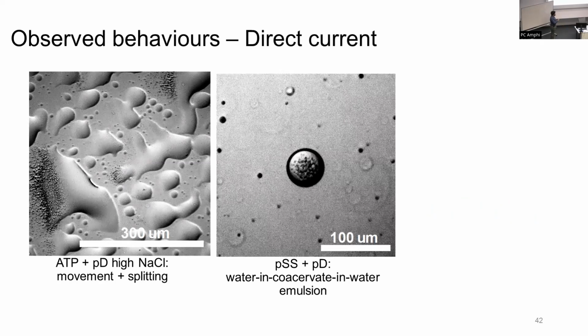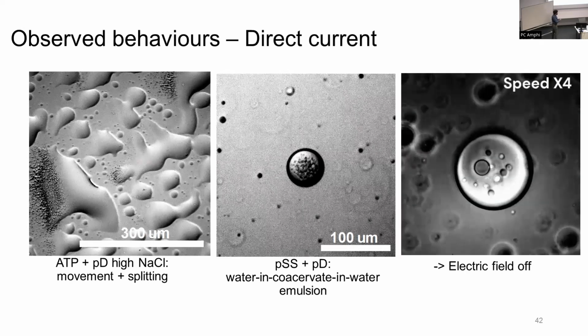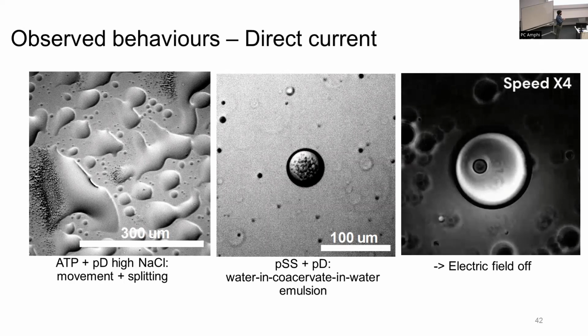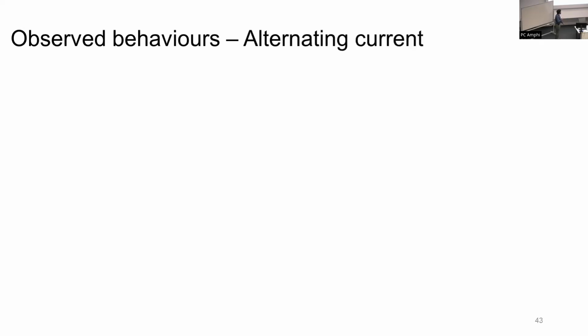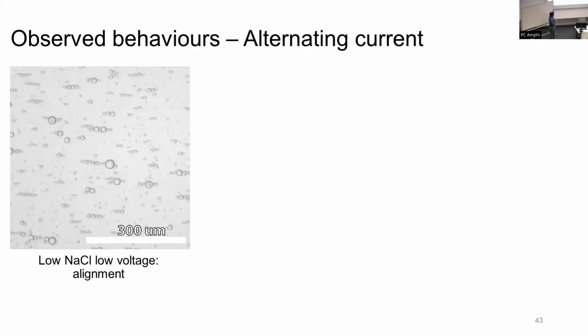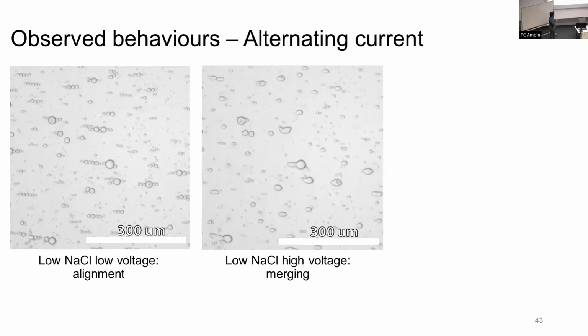We also saw that if you take a more rigid coacervate system, then you get the formation of a triple emulsion, where you have droplets of water inside of the droplet of coacervate that is inside of the water. You can see it maybe more clearly here. So this is a video where we turn the electric field off, and then those droplets are disappearing. If we went from direct current to alternating current, we also saw organization of the droplets into tiny fibers. If you increase the voltage, then those fibers merge back into one big droplet.